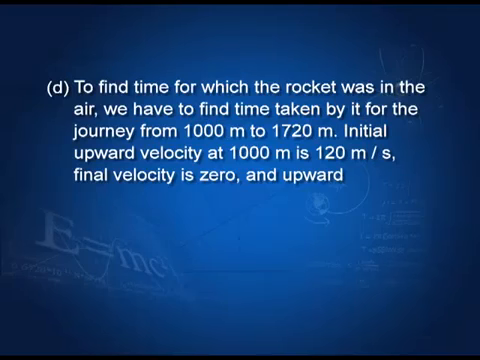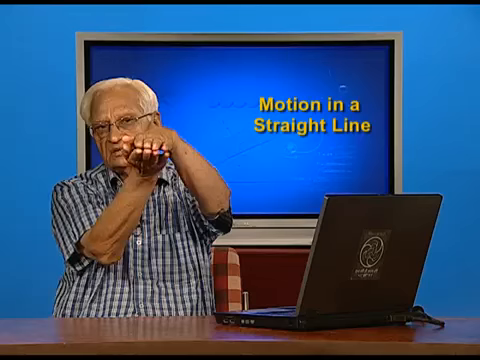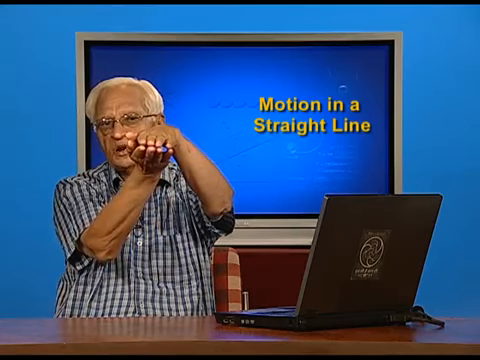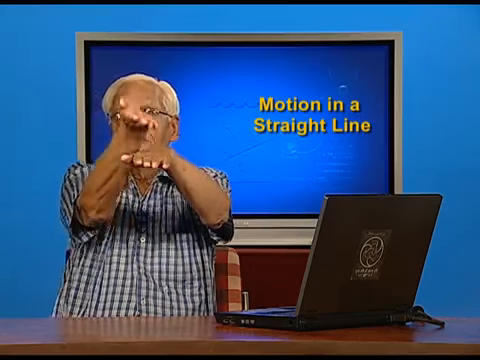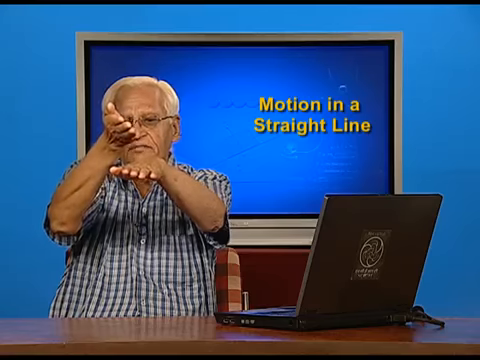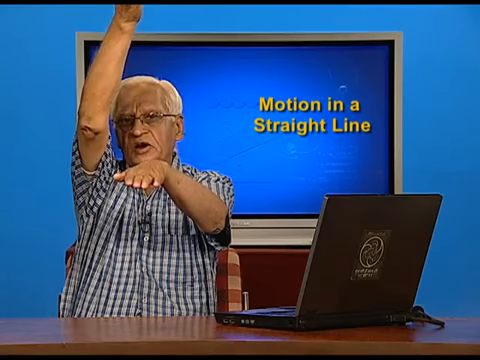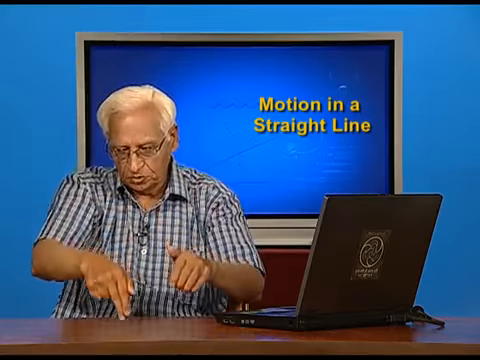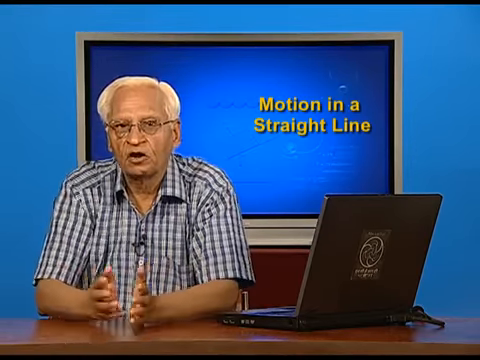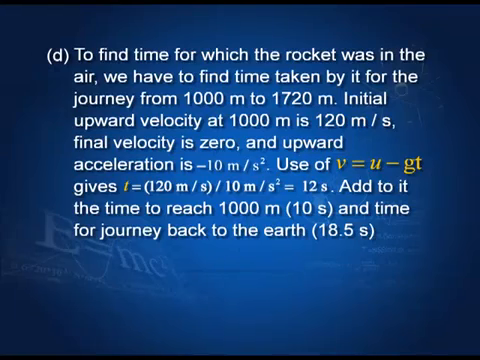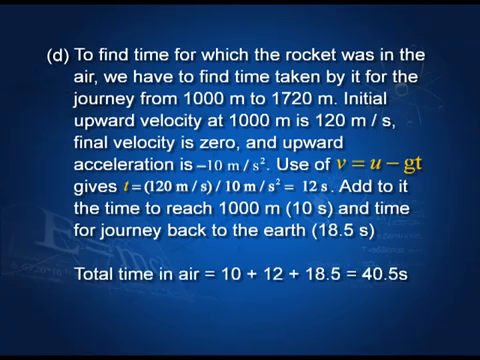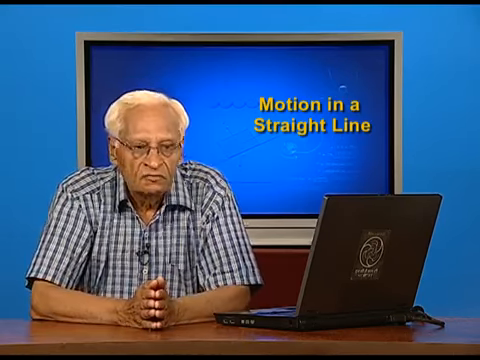To find the time for which the rocket was in the air, first we have to find the time for the rocket to reach 1000 meters, that was when the acceleration was 4 meters per second square. Then it goes up 720 meters. We have to find the time from this point to the time where it acquires 0 velocity, and then the total time coming down. If we find all these times using v equal to u minus g t, in all three cases we get the total time in air is 10 plus 12 plus 18.5, that is 40.5 seconds. So, the rocket in all takes 40.5 seconds.